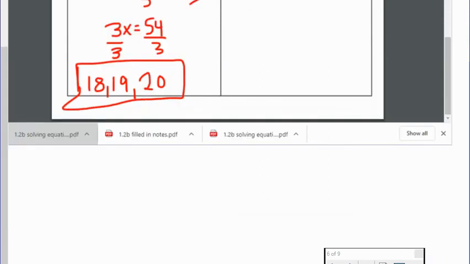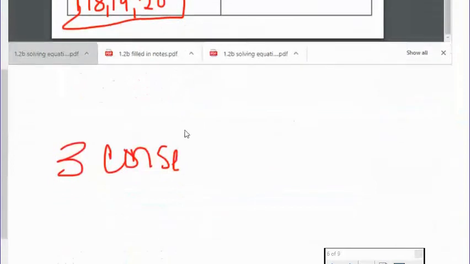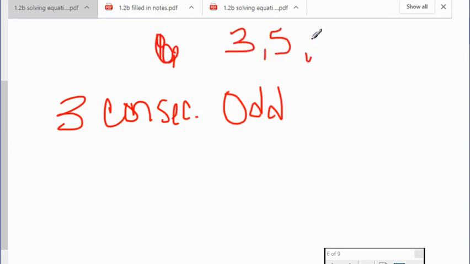I want to go over one thing for you. They're not always going to be 3 consecutive integers. Sometimes it'll say 3 consecutive odd integers or 3 consecutive even integers, and then it's going to look a little different. So someone give me 3 consecutive odd numbers. 1, okay, 3, 5, 7.